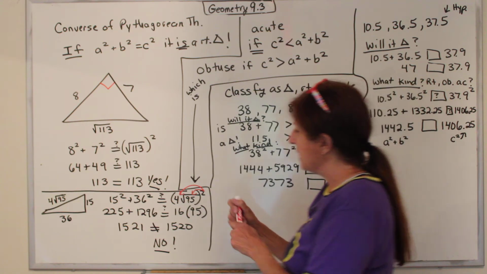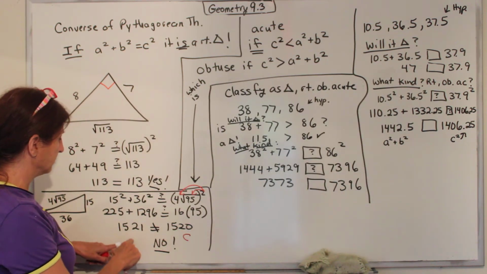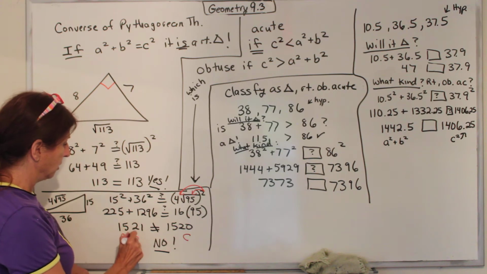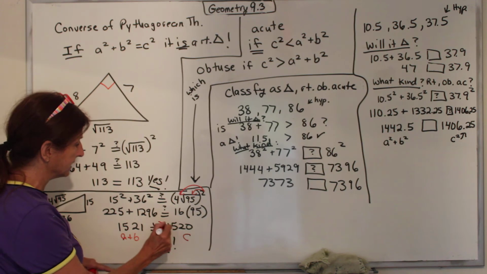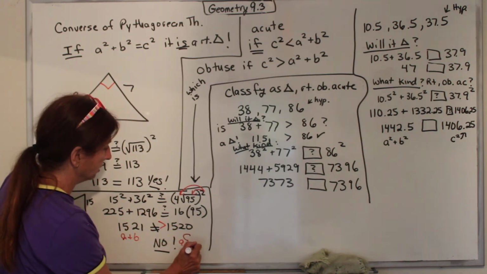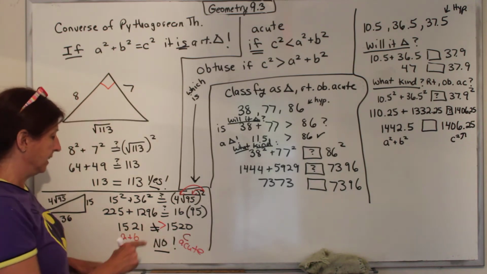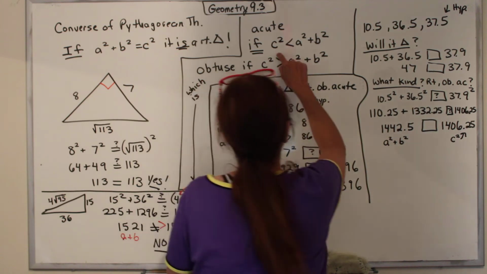Which one is it? This one is our c squared, and this one was our a and b. Which one's more? A and b. So c is less than those. It is acute. C squared is less than a squared plus b squared. It was an acute triangle. Acute, because c was less.